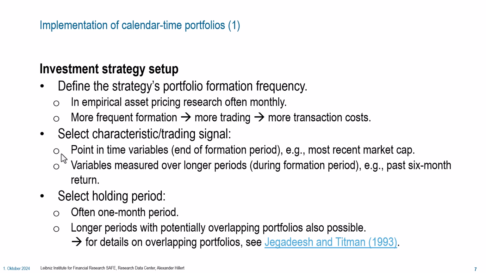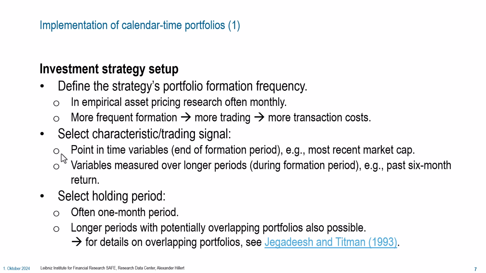Then you will select your holding period. Often we just have a 1-month holding period. There are, however, also ways to incorporate longer holding periods. Let's say, for example, you have a 3-month holding period, but you still form your portfolios at the end of each month. So for example, in January 2024, you would form portfolios and you keep these portfolios then from the beginning of February until the end of April.